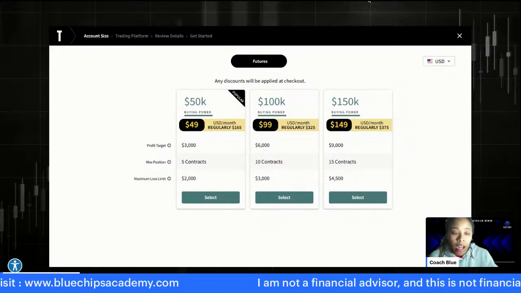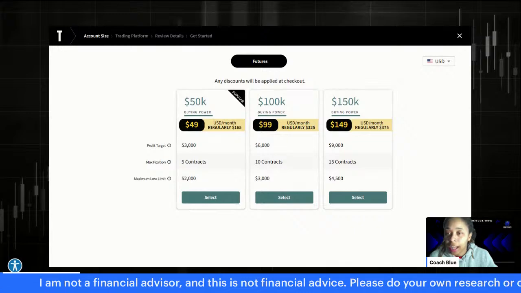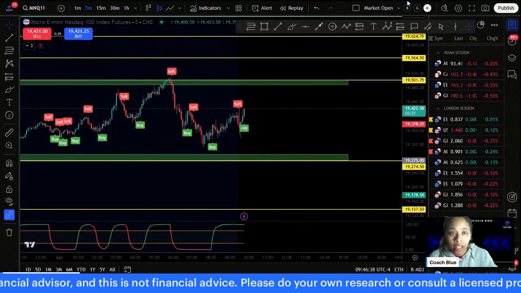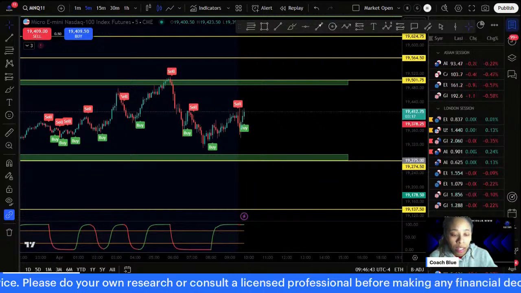Okay. So I'm going to go ahead and head back to the chart here, and let's see if we got any type of movement happening. It looks like we're just kind of still stuck in this area here.